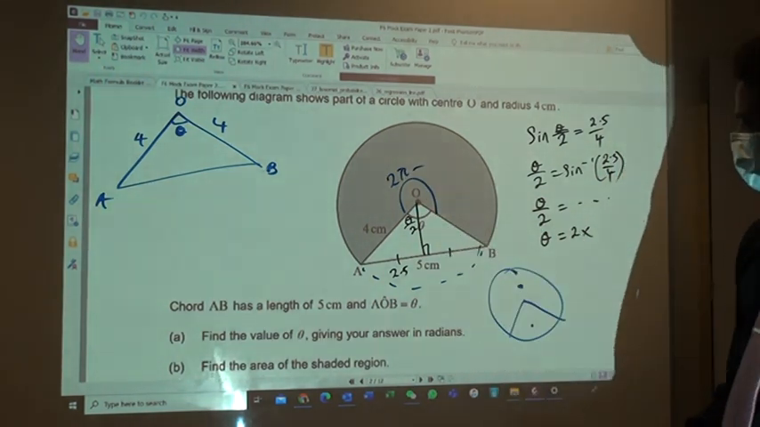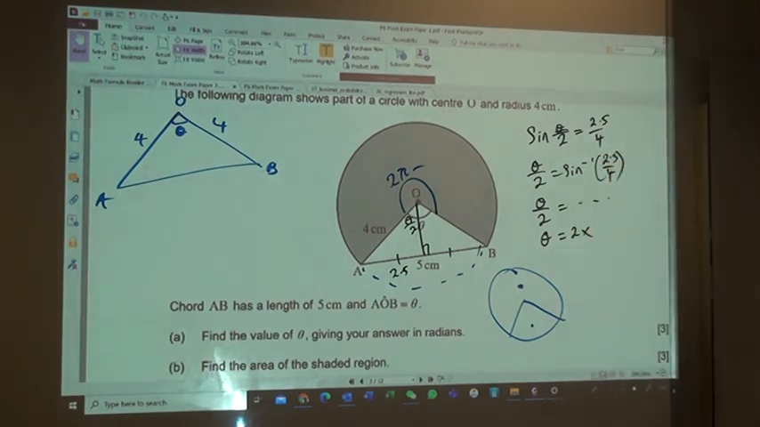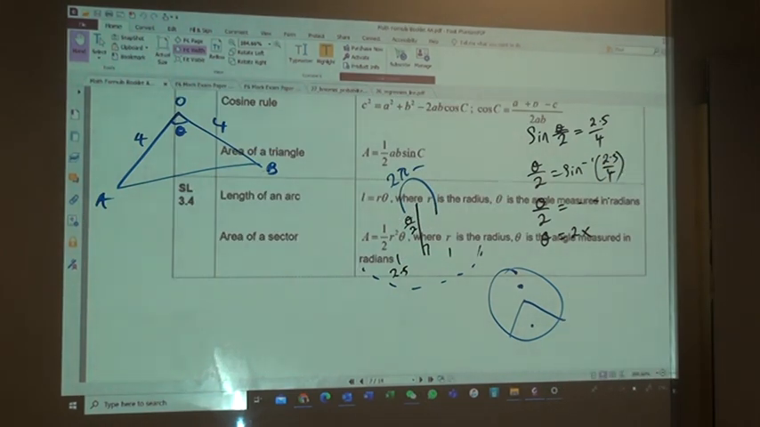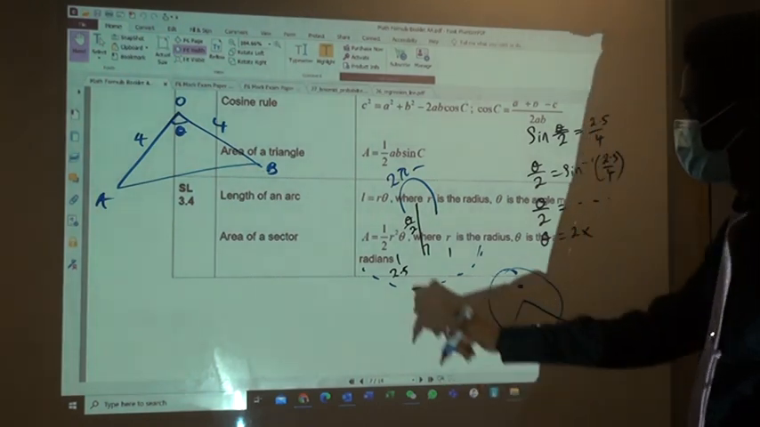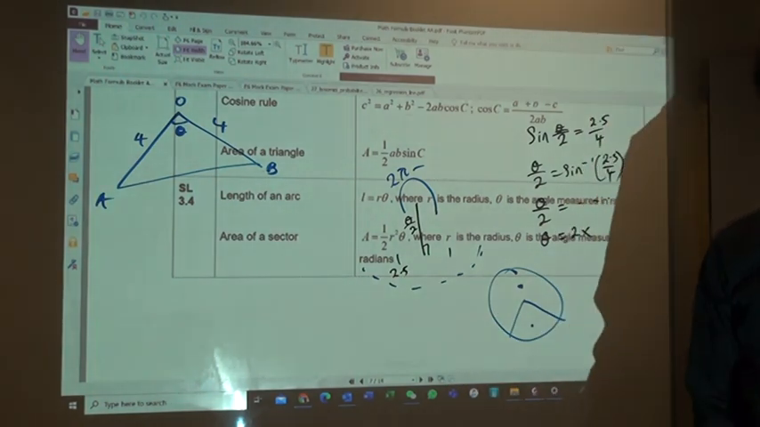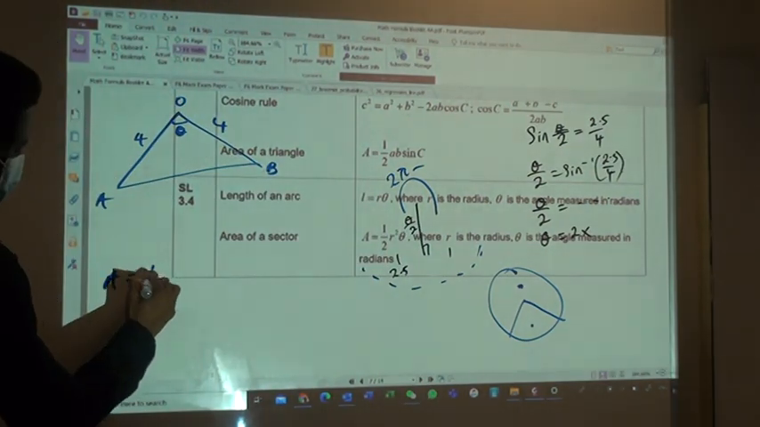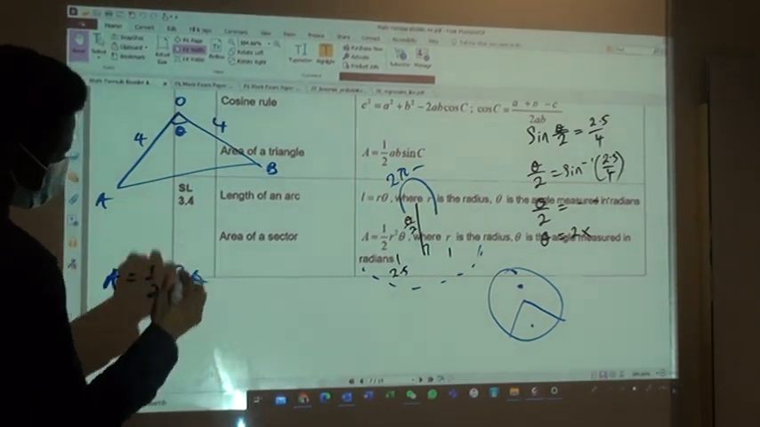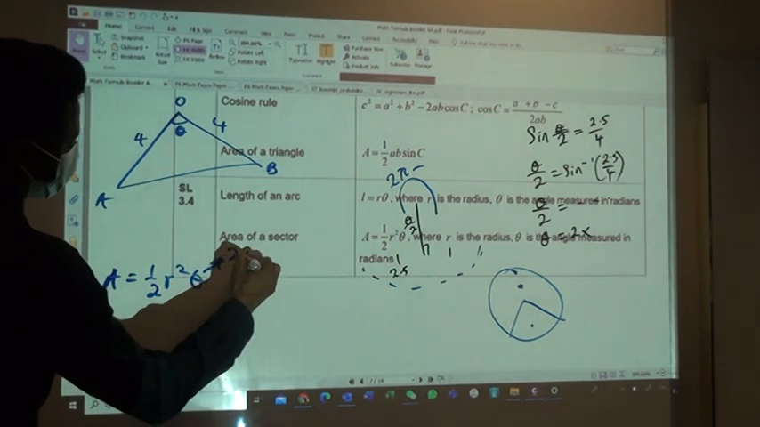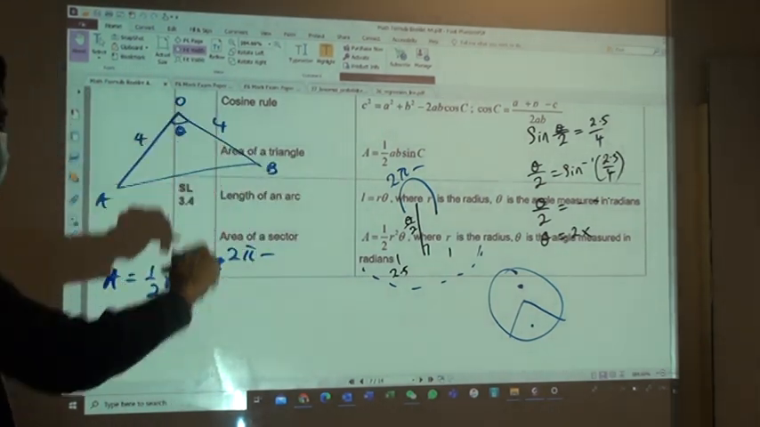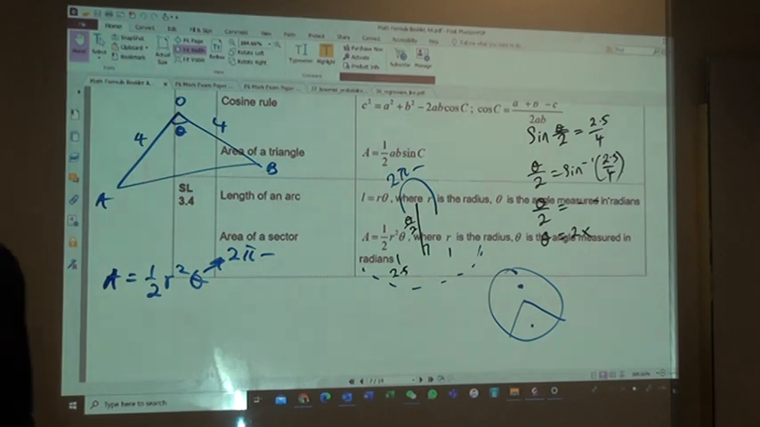So with that angle, you can make use of the next formula, which is right here. Area of a sector is half r squared theta. We did that in the radian measurement, isn't it? So you can make use of area is equal to half r squared theta. This time around, your theta is 2 pi minus the answer you got in A. Does that make sense? Questions?